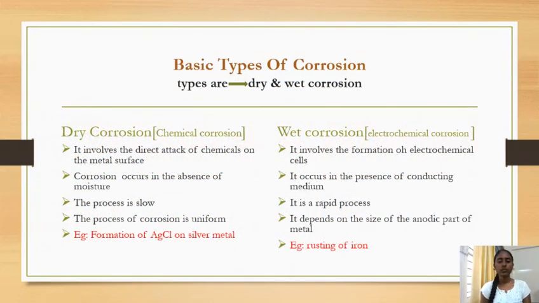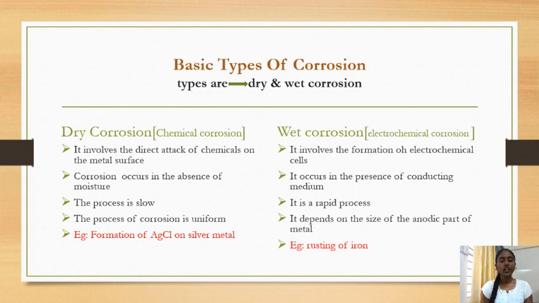Let's discuss the basic types of corrosion. There are two types: dry and wet corrosion. Dry corrosion is also called chemical corrosion. Wet corrosion is also called electrochemical corrosion. Dry corrosion involves the direct attack of chemicals on the metal surface where it is in direct contact, and the corrosion occurs in the absence of moisture.